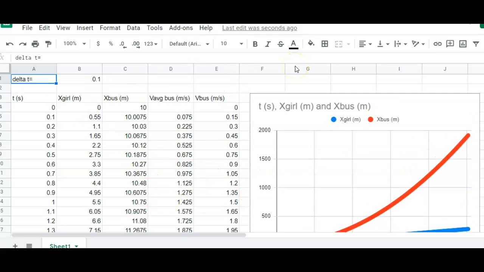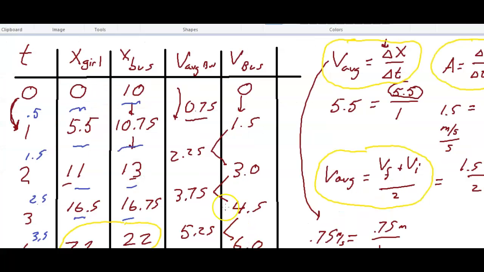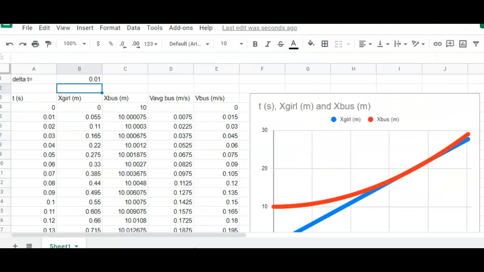But if I want to zoom in, maybe I'll go 0.01. And now I'm really zooming in here. I got lots of data points, except the data points are so big it's hard for me to see what's going on. So we can adjust that graph later. But this is a review of how you can put the information that we found in our table, initial problem, how we can expand that out to a spreadsheet, and then also manipulate the time step a little bit to really zoom in and look at what's going on.